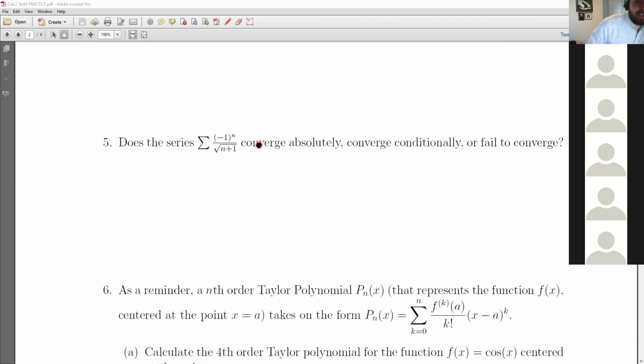Yeah, that's a great question. Ooh, and that's a much broader question than just specifically number 5. So yeah, thank you for clarifying. Question 5 asks about whether or not this series converges absolutely, conditionally, or fails to converge. More broadly, there's this question of how do we know which series test to use if we're just given an arbitrary series?